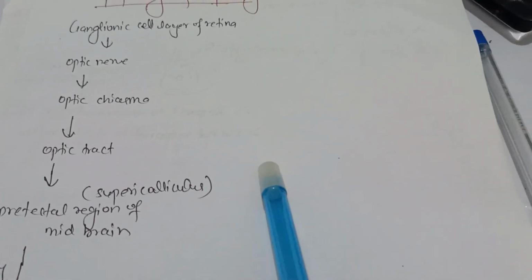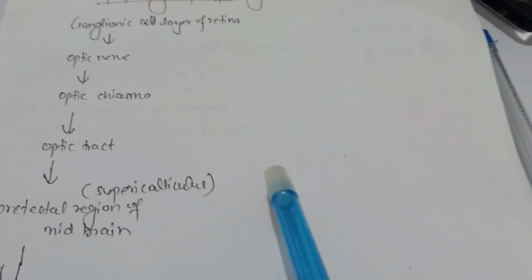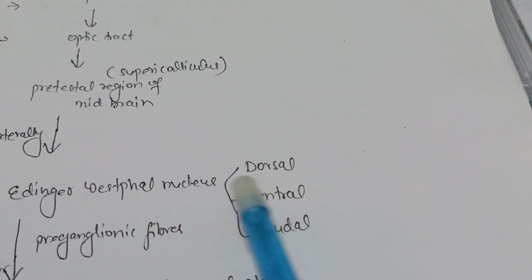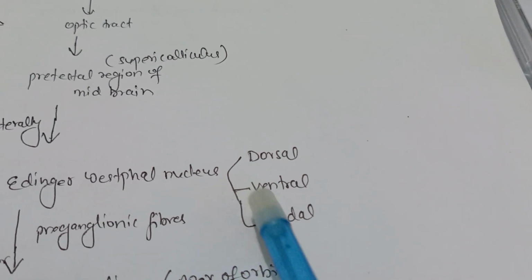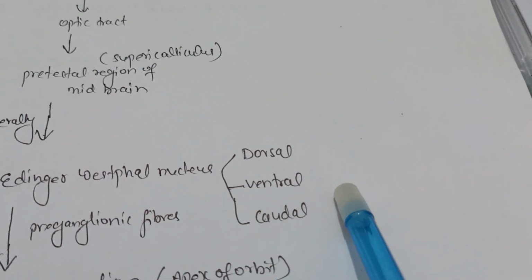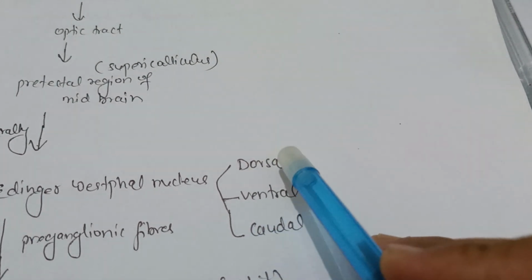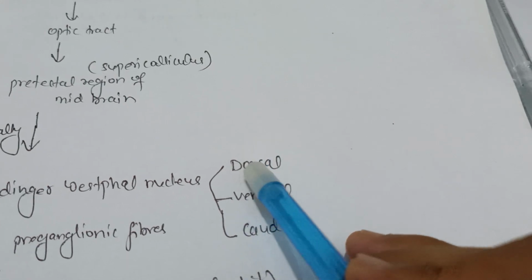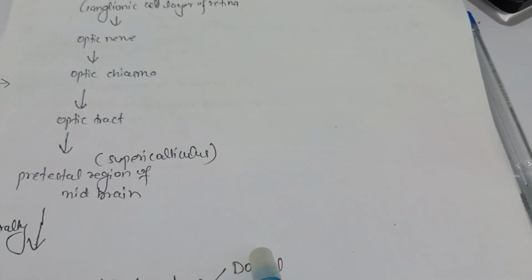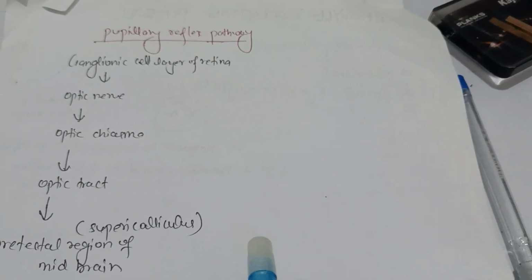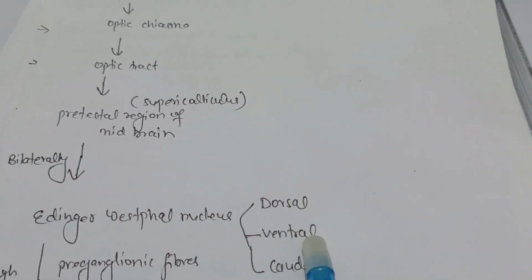And in some books it is mentioned that syphilis affects the dorsal part of the Edinger-Westphal nucleus, whereas the ventral part is spared, and as a result the dorsal part is affected by degeneration, due to which the pupillary reflex pathway is affected, so that there is no response to the light reflex. So in this way we understood the pathology of Argyll Robertson pupil.